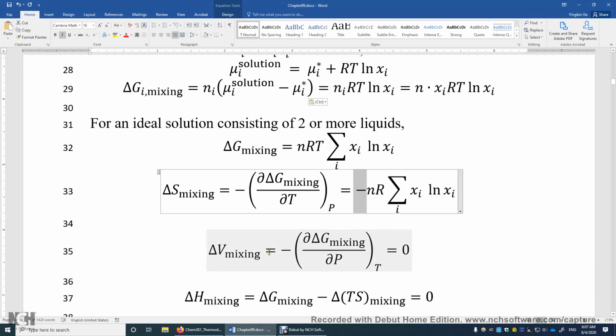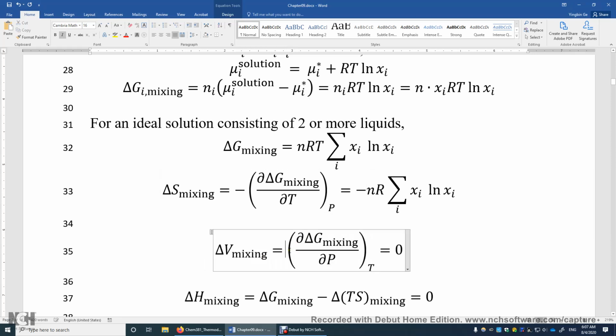to form solutions. Alright, so dG equals negative S dT plus V dP. So volume V is simply dG over dP. So delta V is simply d delta G over dP. So it's 0.